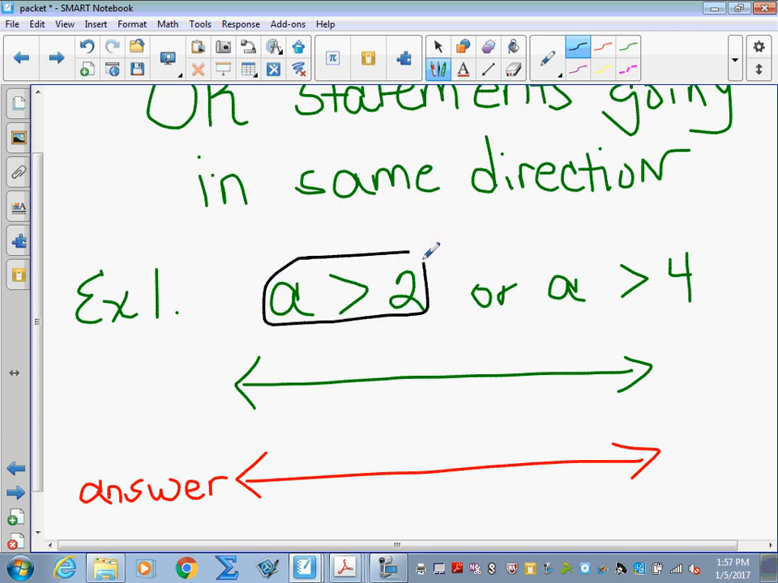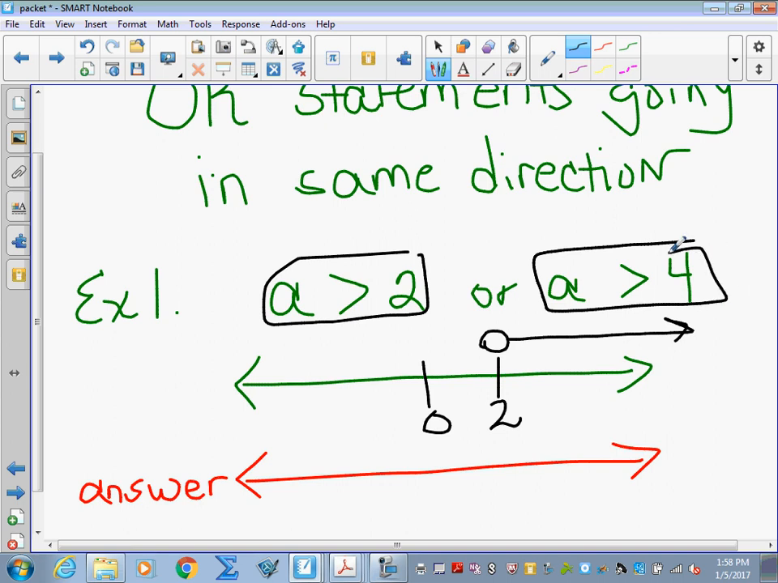So if I were to graph a is greater than 2, then this is what I would do. Put a 2 here. Open circle, and it's going this way, right? If I am to graph a is greater than 4, put a 4 here, same thing, open circle, and also going that way. Okay? Now, when they go in the same direction like that, you don't want to have 2 graphs. You don't want to have 2 things going in the same direction. You can only have one.